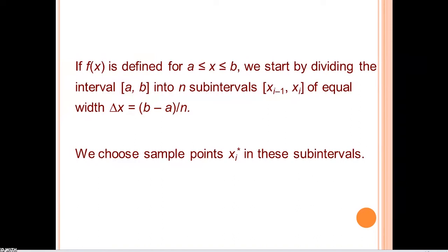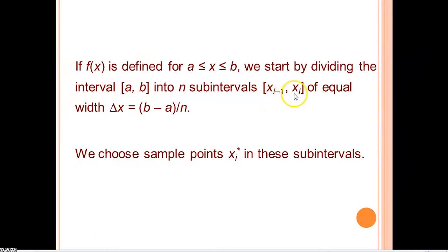We call them [x_{i-1}, x_i] in general, of equal width, where the width is given by delta x, which is (b minus a) divided by n. This is the width of each subinterval. Here we just choose any arbitrary points, or sample points, call it x_i star, in these subintervals.